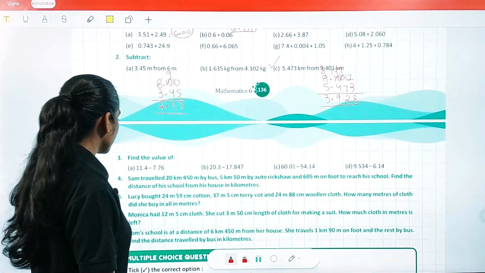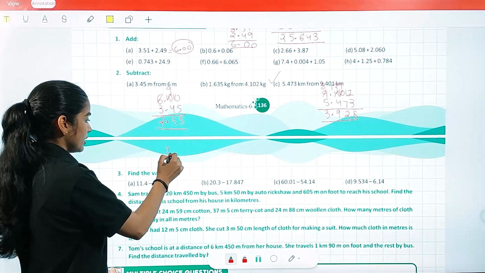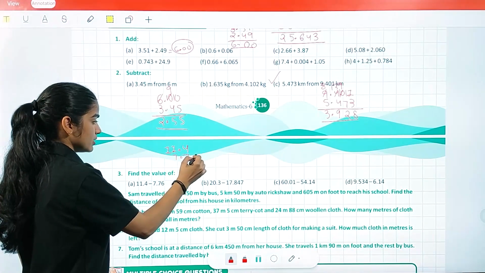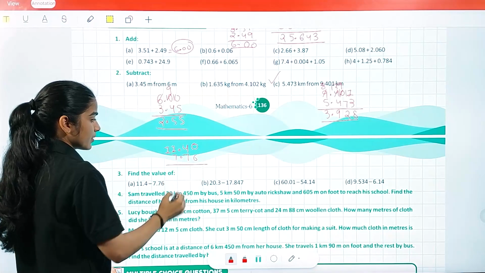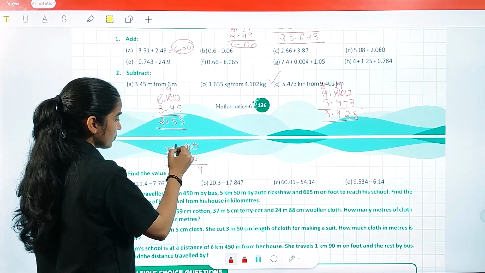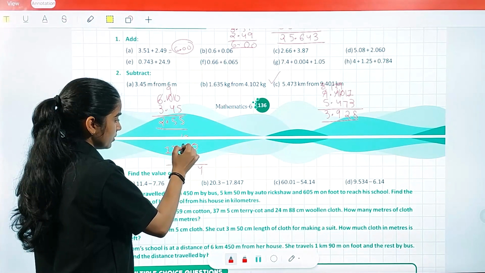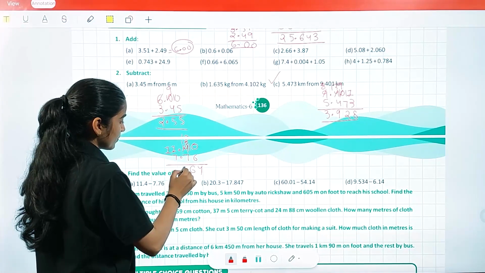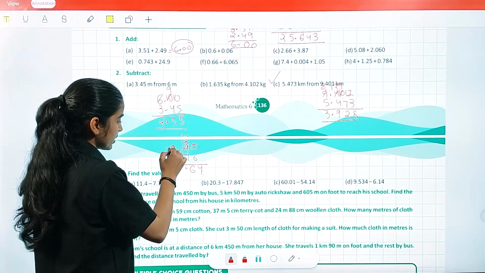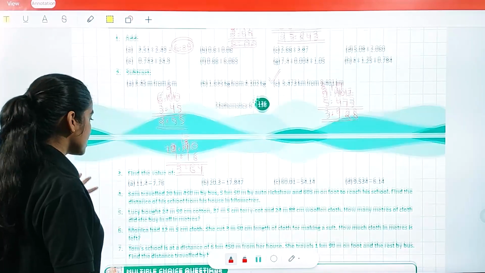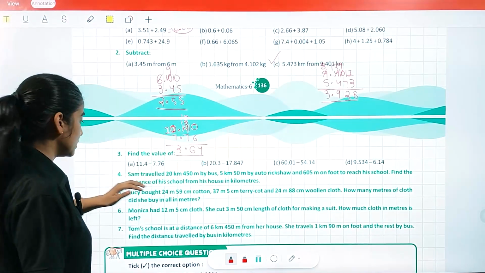Okay, students, now find the value of this. So 11.4, 7.76. We have to take a carry. 10 minus 6 is 4. Again, we have to take a carry. So 3 and 1. 13 minus 7 is 6. 10 minus 7 is 3. So 3.64 is your answer. So in the same way, you can do the rest of the parts you have in this section.